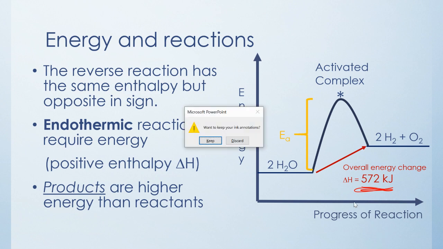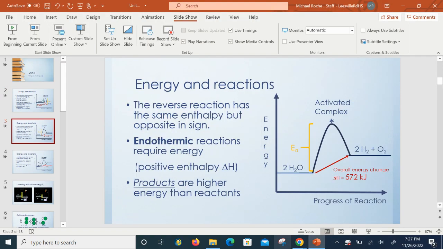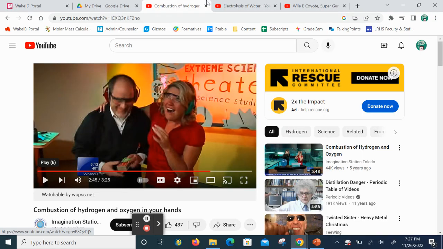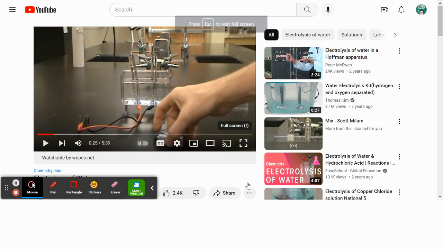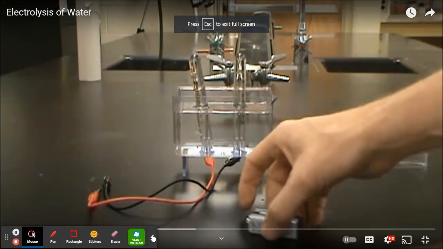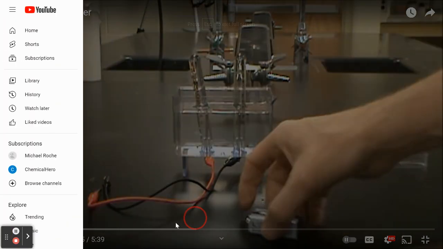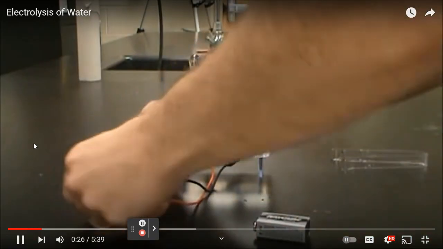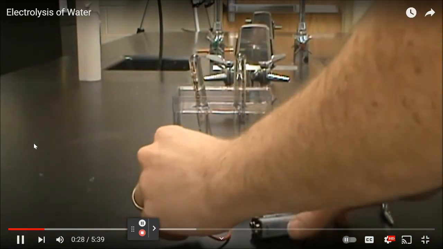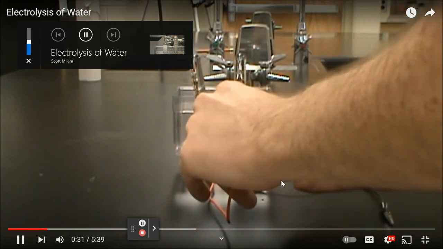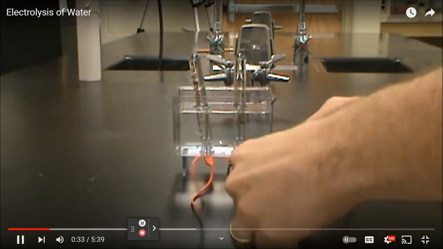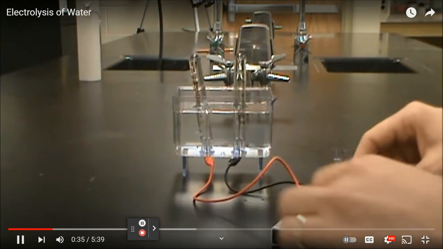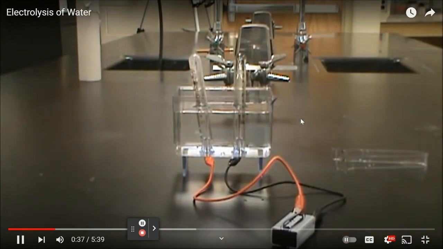And that's why when we did this in class, you can separate water into its component parts by, so if you put a battery connected to water here. And then once that battery gets going, you can see hydrogen and oxygen are forming.